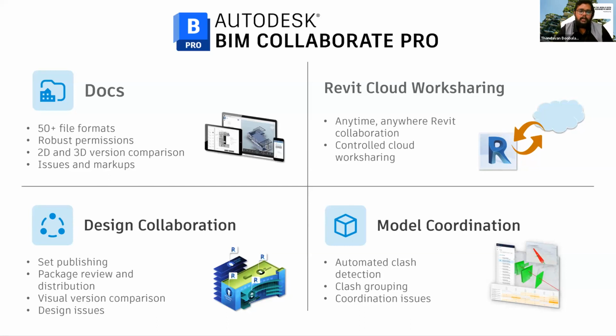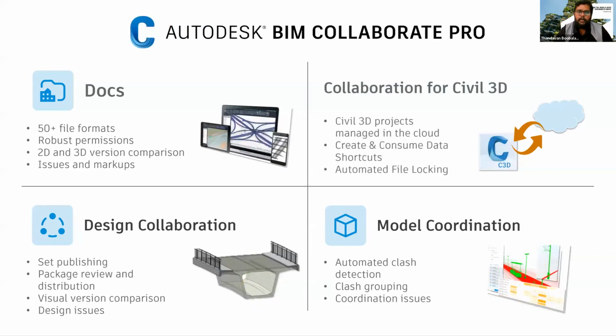All these features and functionality come with BIM Collaborate Pro. And this is not only for Revit. BIM Collaborate Pro can also be used for Civil 3D users, for Civil 3D projects. There, they will also be creating packages and consuming data shortcuts, and the file will automatically get locked. When one user is working on it, the other person cannot open the same file and make changes. The file will show a locked icon.